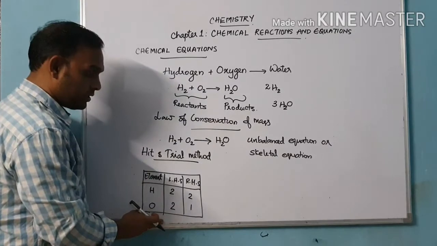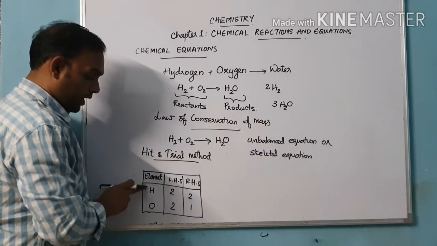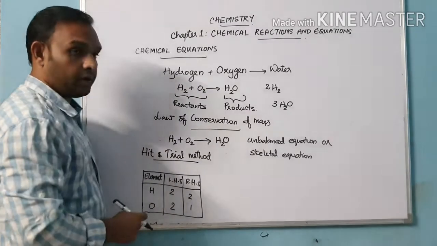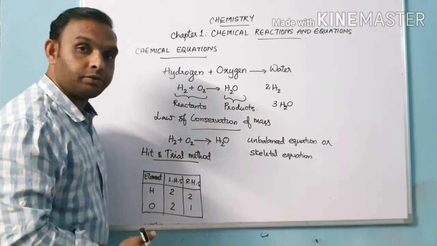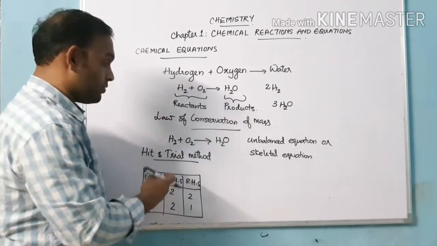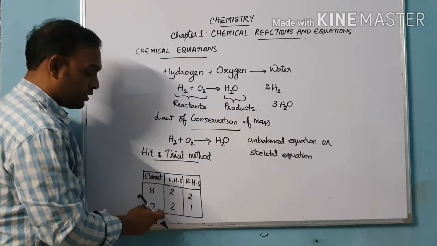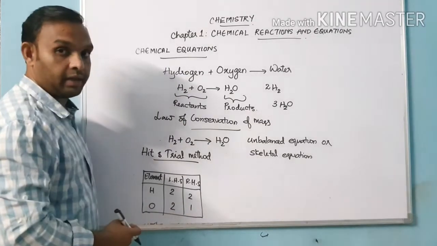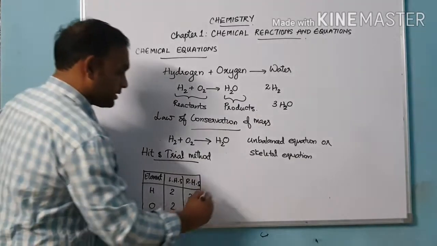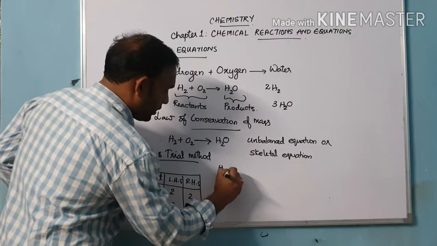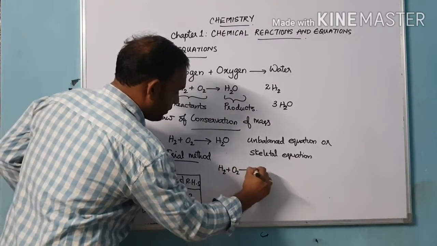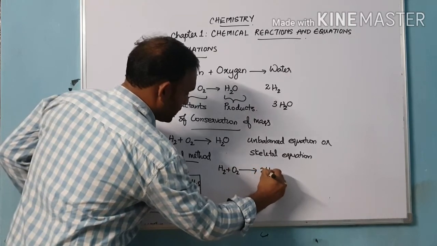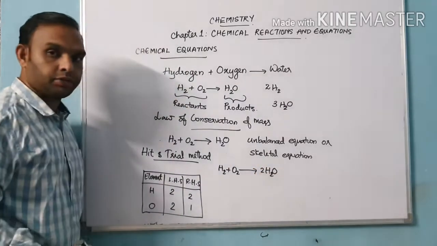Now, in this question itself, H2 plus O2 gives H2O. We tabulated, and here we got hydrogen 2 and oxygen 1. But what shall we do to balance it? We can have the option to multiply by 2 on the right hand side, that means on the product side. Let us multiply. When you multiply, you will get the equation H2 plus O2 gives 2H2O.